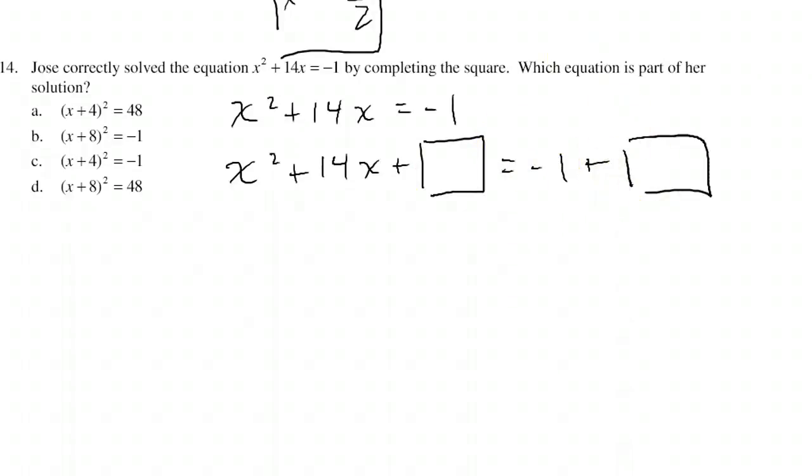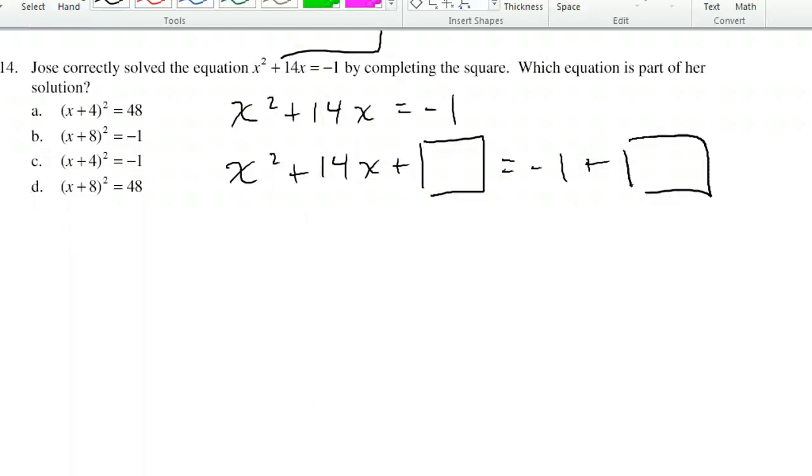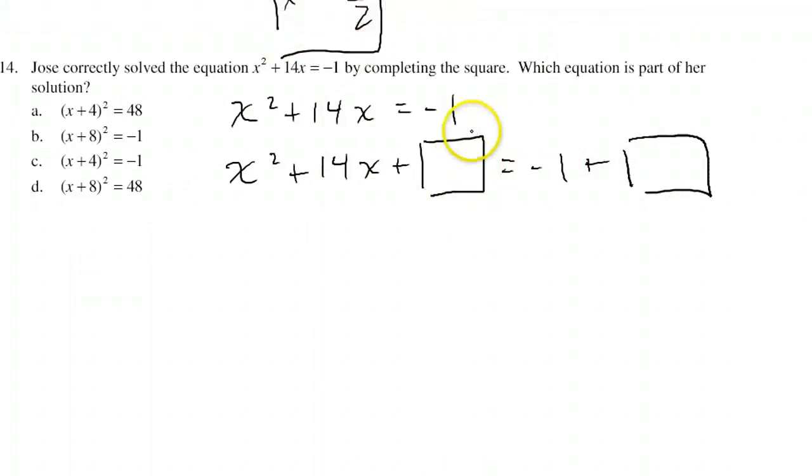And how do we fill in that box? Well, the equation that we've learned was to fill it in with b over 2 squared. Divide by 2 and square it. Right? And that's what goes into both boxes.